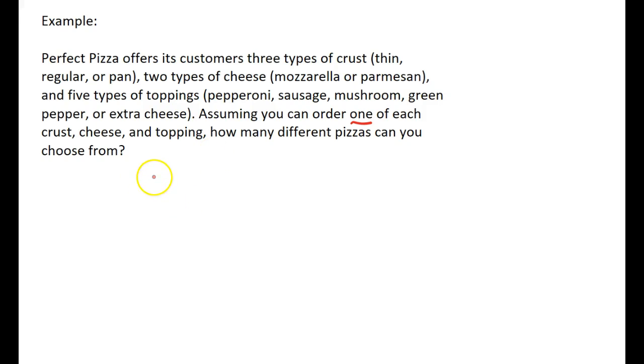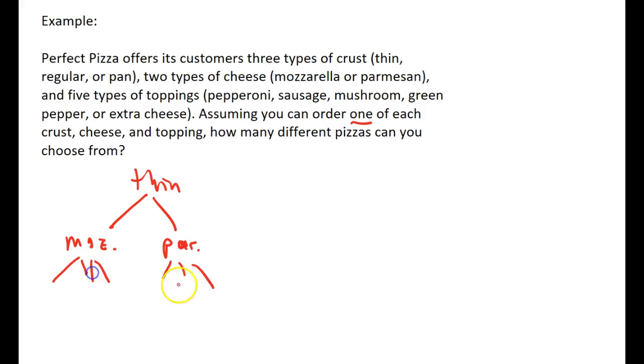Okay, so for example, if I pick thin crust, then from that I can get 2 types of cheese, mozzarella or parmesan, and from each of these I can get 5 types of toppings, right? So I'm not going to write them all out, but you get the idea. Okay, so you can do a tree, but the easiest thing is just to use the fundamental counting principle, which says multiply the number of ways each thing can occur.